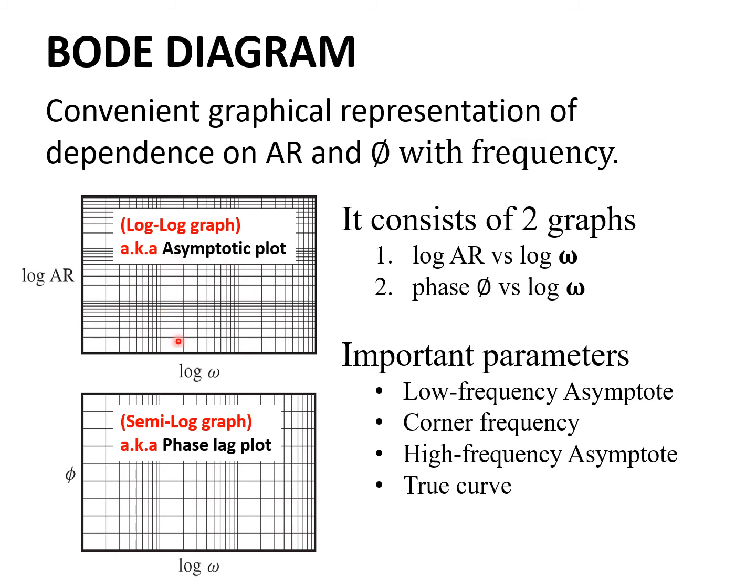There are some advantages in using a log plot. If you use the actual plot, it takes a bit longer and a more complicated way of calculating, but this makes it easier if you use a log or semi-log plot. And this is the Bode diagram. The important parameters to look at are the low frequency asymptote, the corner frequency, the high frequency asymptote, and the true curve. The true curve is the actual equation itself, but you can also approximate it by the asymptotic curve for the amplitude ratio. The phase lag is the same, and for this you can get what we call the asymptotic Bode plot.